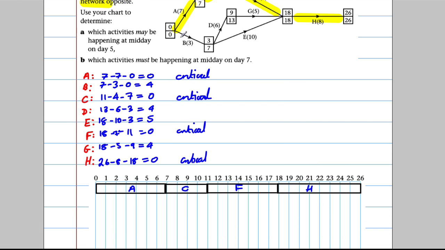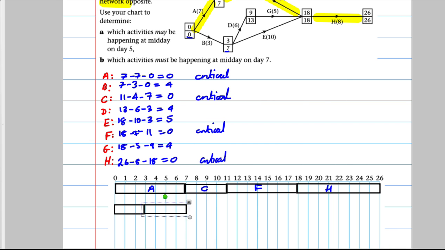Now B, looking at B, it could start at 0, it has to be finished by 7, and it's 3 long. So what we do is it starts at 0, it can go up to 3, it's 3 long, and it could go up to 7. And what we'll do is afterwards we'll highlight that like that. So that would be B.